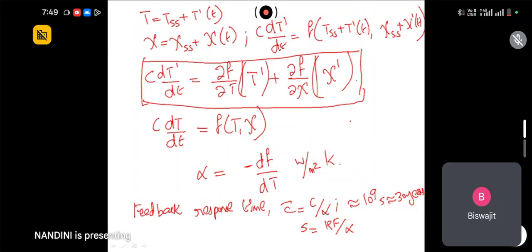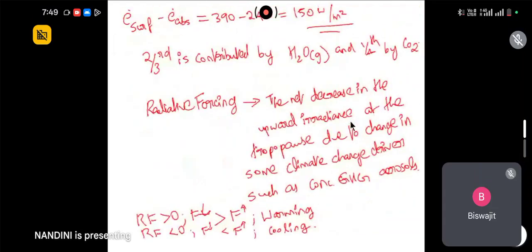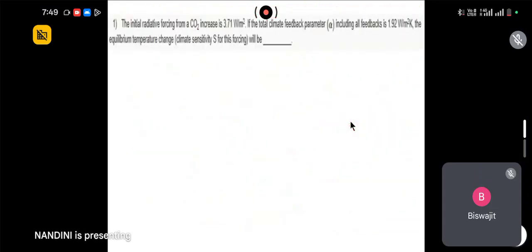Climatology value. So in order to account for these slight variations. That's just actually okay. I think we will solve two problems and then we will stop for today.